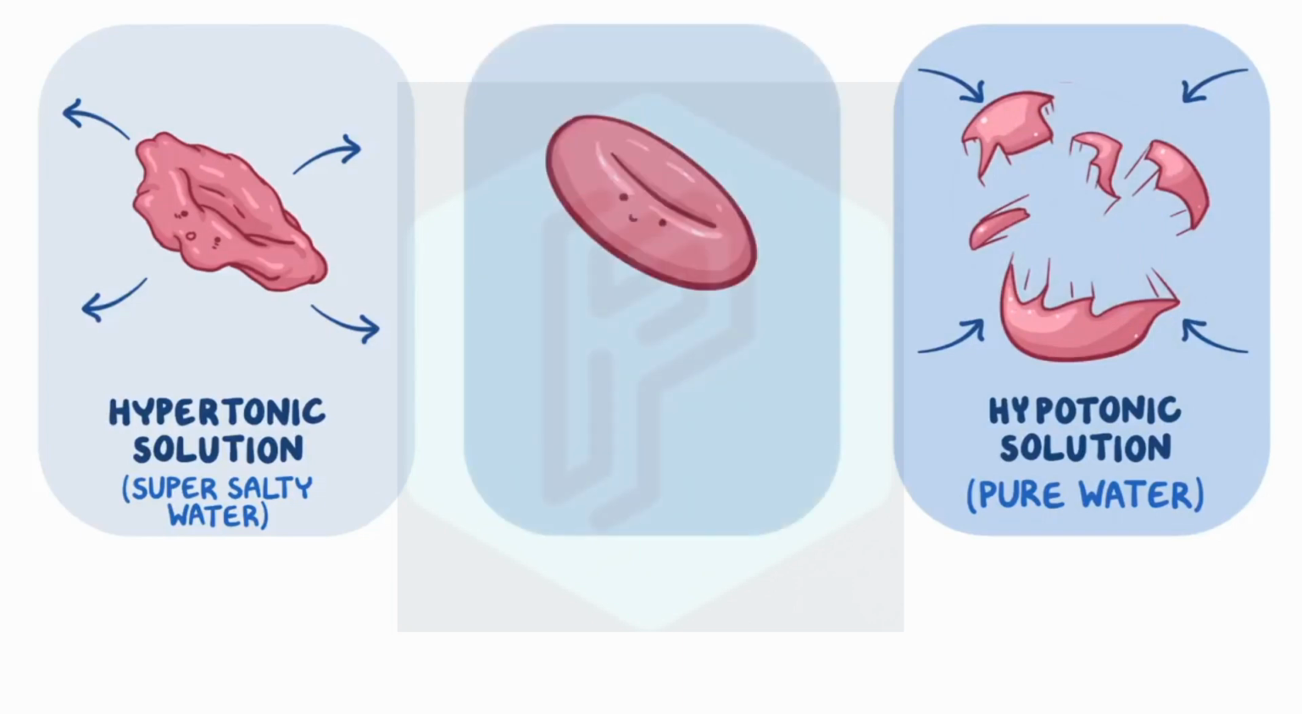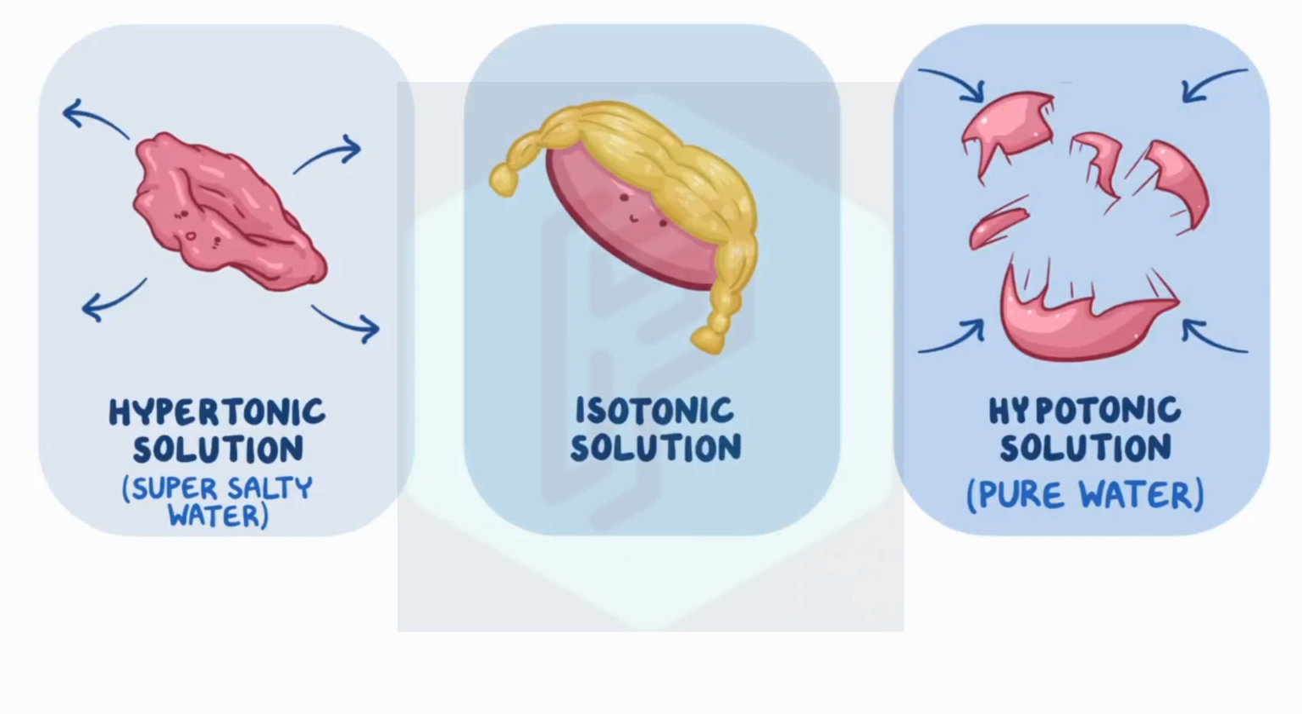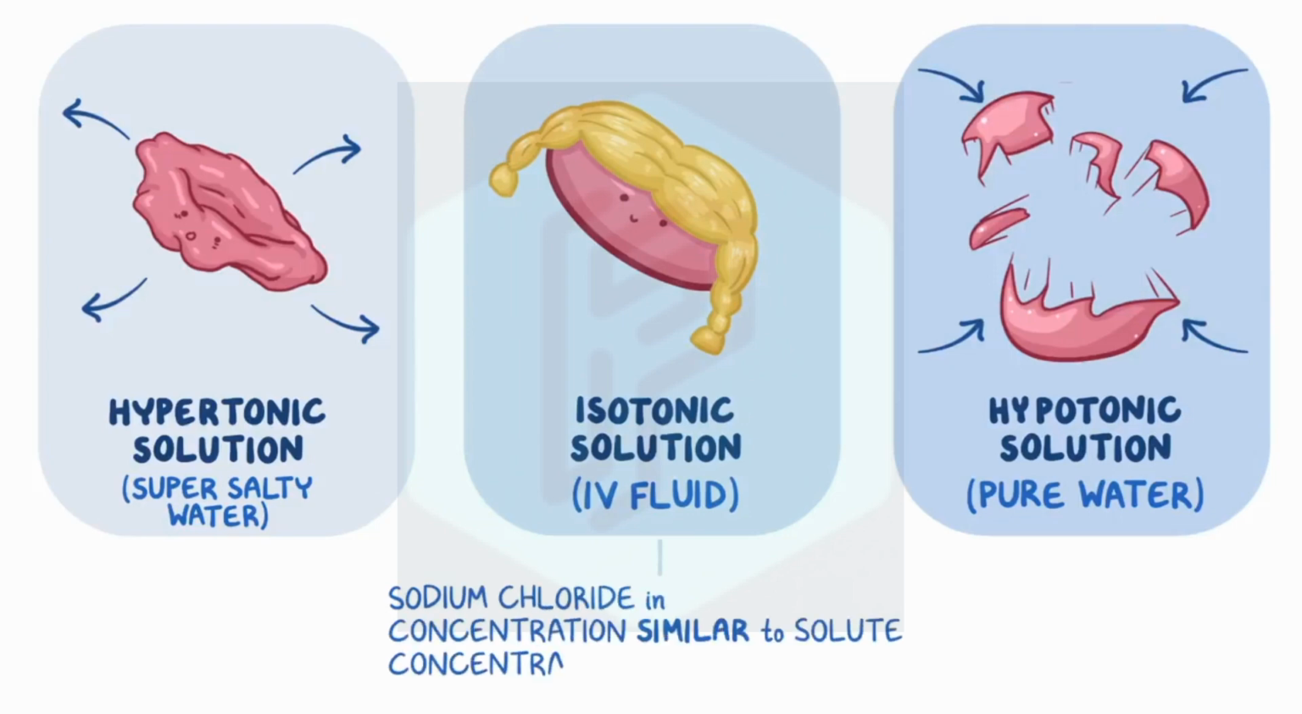Just like Goldilocks, our cell would prefer something in the middle, which is an isotonic solution, like the intravenous fluids that are used in hospitals. These fluids have sodium chloride in a concentration that's similar to the solute concentration inside the cell. In this situation, the net movement of water inside and outside of the cell is zero, so the cell continues to live comfortably.